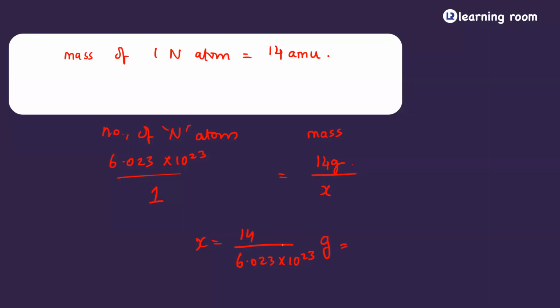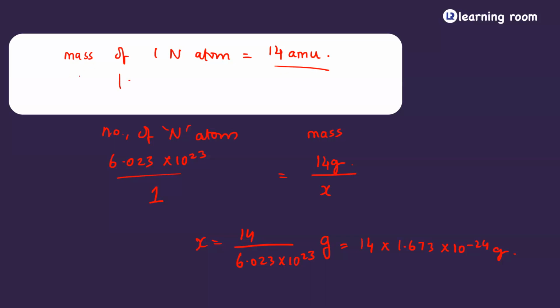இதை இன்னும் ஒரு ஸ்டெப் போனோம்னா 14 by 6.023 into 10 power 23 is equal to 2.32 into 10 to the power of minus 23 grams. Clear? Is that clear? This, and if you wanted it in terms of AMU, it is just 14 AMU. Clear? Appo we could say that 1 AMU is equal to, idukku enna pa difference?